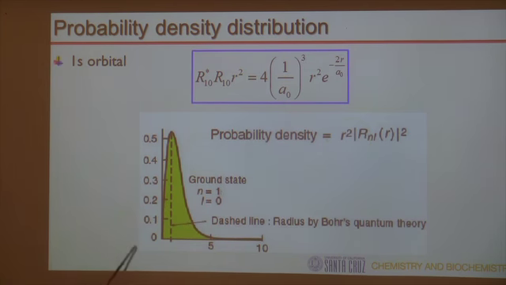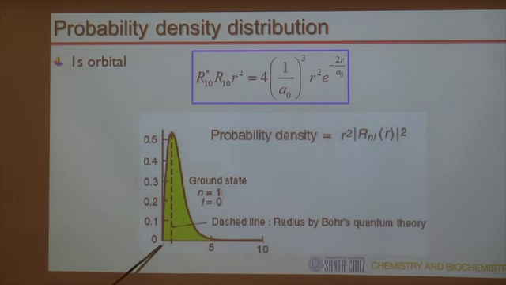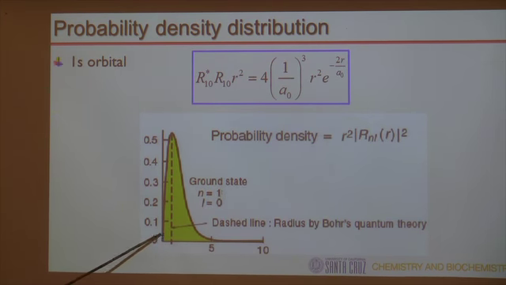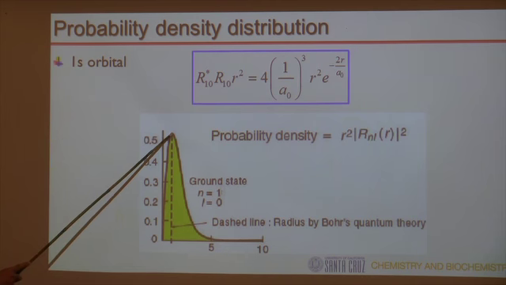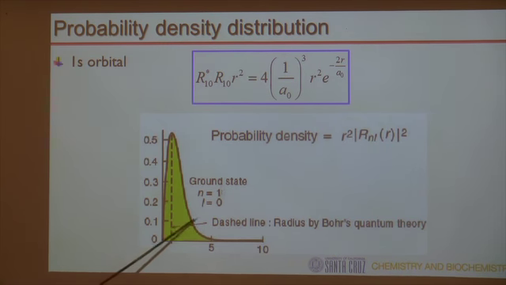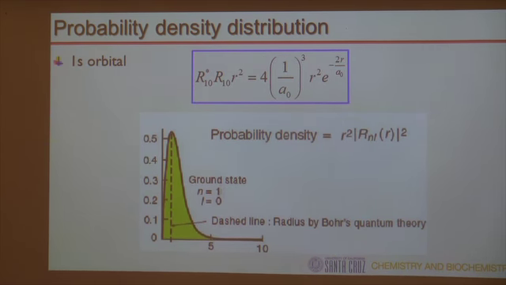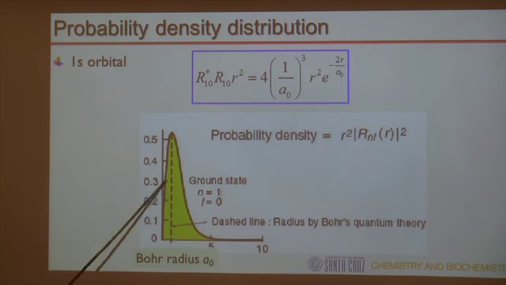So again, the 1s probability density distribution at r equals 0 is 0. At a certain point, we reach the maximum point. That's what I showed here. And then it exponentially decays to 0.